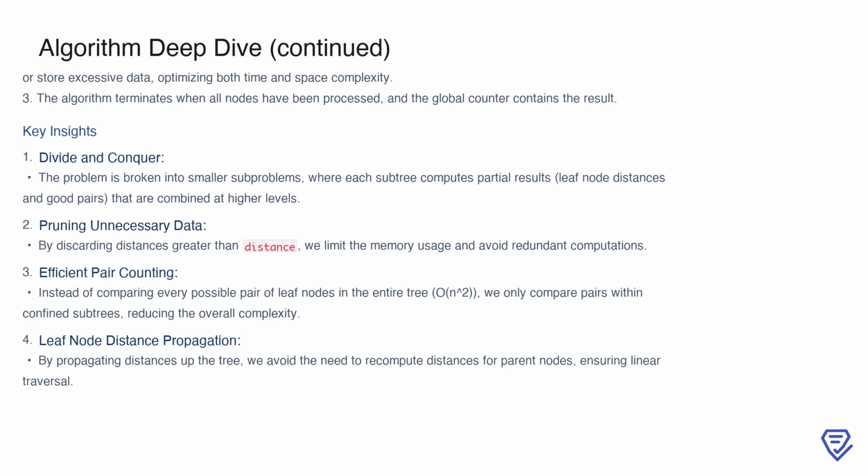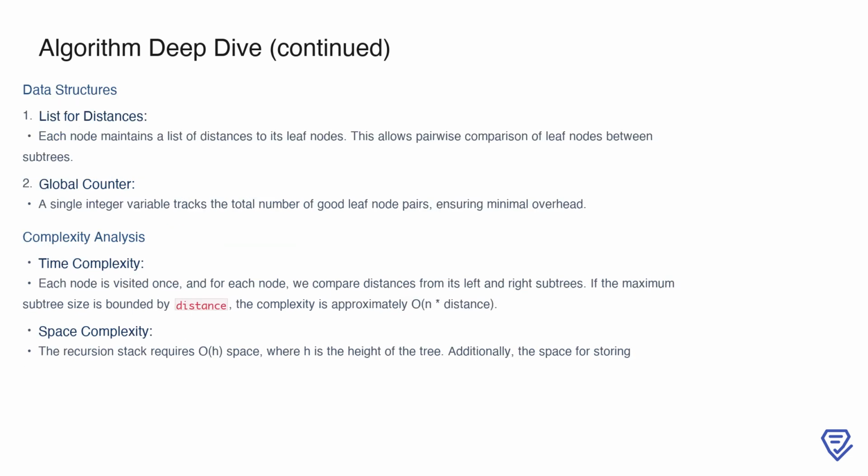By pruning distances greater than the given distance, we optimize memory usage and eliminate redundant calculations. These design choices ensure that the algorithm is both time and space efficient, as it avoids comparing every possible pair of leaf nodes across the entire tree.